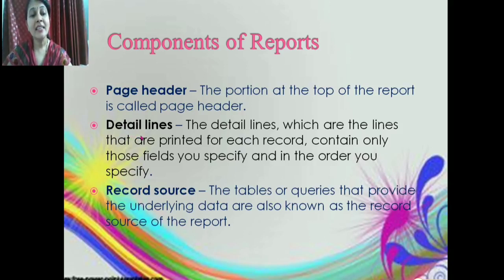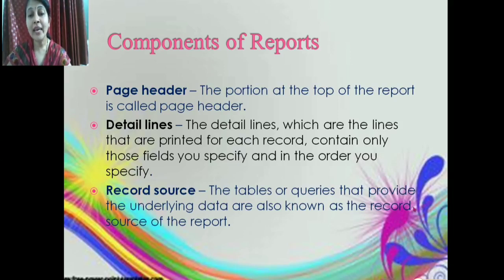Detail lines, this section makes up the main body of the report. The detail lines, which are the lines that are printed for each record, contain only those fields you specify and in the order you specify. This section is the main body of the report. Next is record source.